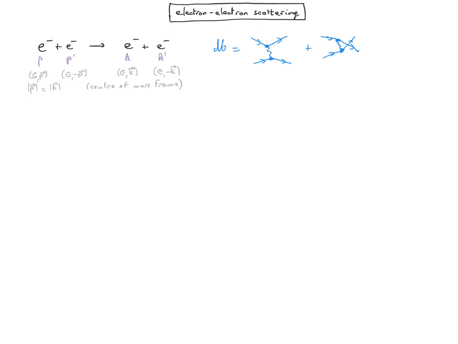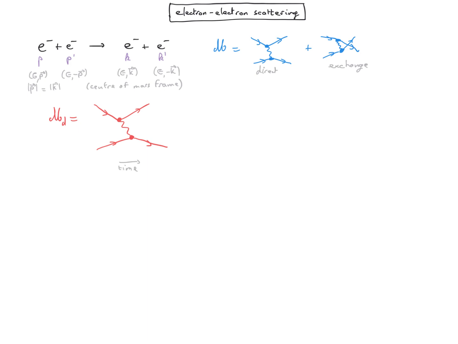The first diagram is the direct term, and the second diagram is the exchange term because the electrons are indistinguishable. So let's apply the Feynman rules to calculate the amplitude for the first diagram, the direct term. The fact that we represent one vertex before the other is just for convenience. In fact, we have different time orderings. We could move this vertex before if we want, but that's the same thing.